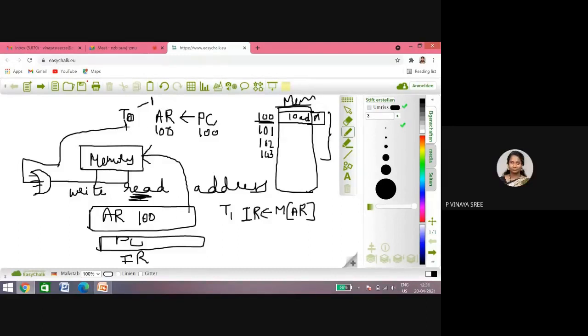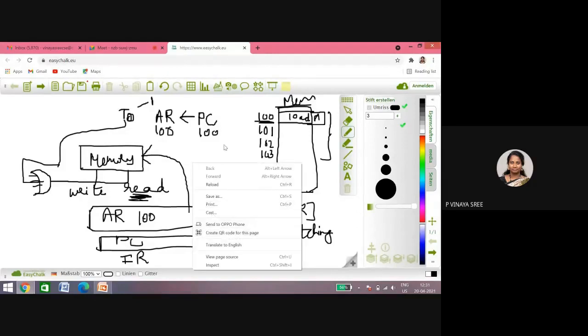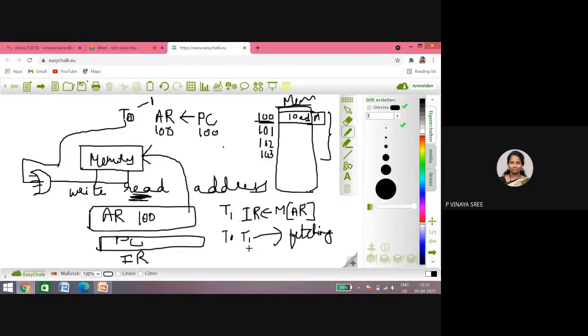Yes, decoding. Good, ma'am. So in these two timing signals, in T0 the program counter value is stored in the address register. Next, whatever we have in the address register is placed in the instruction register. Fetching is completed. So that was T0 and T1. Next step, we need to do decoding. For that decoding, you must know the instruction format, to understand what decoding is.